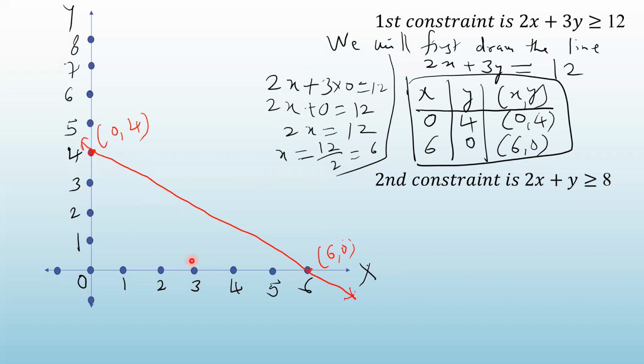Now, how to check which region is given by this inequality 2x plus 3y greater than or equal to 12? Greater than or equal to 12 means greater than 12 and equal to 12. So equal to 12 is the points on this line. Now greater than 12, which region? This region, above the line or below the line? How will you check that?